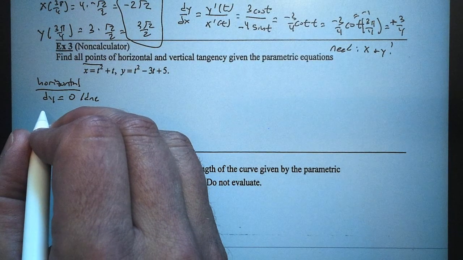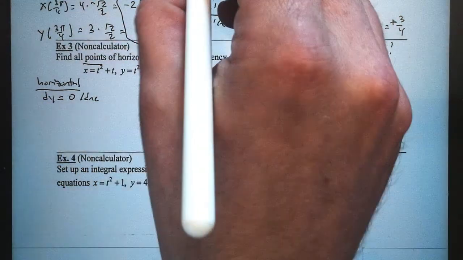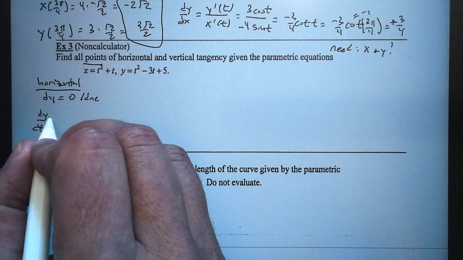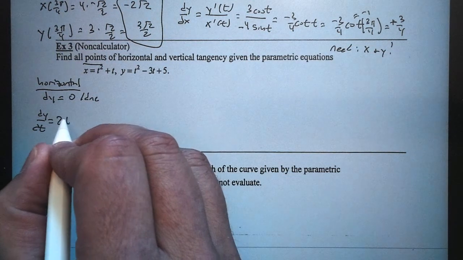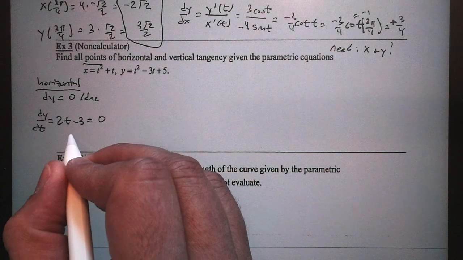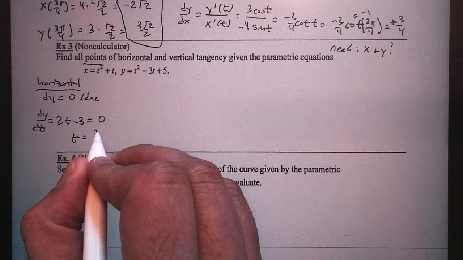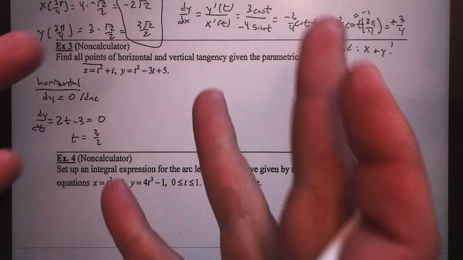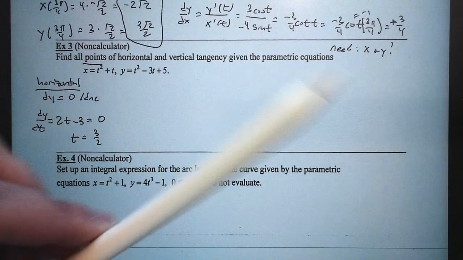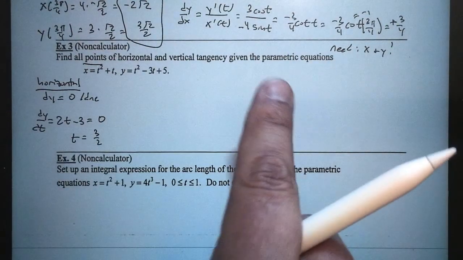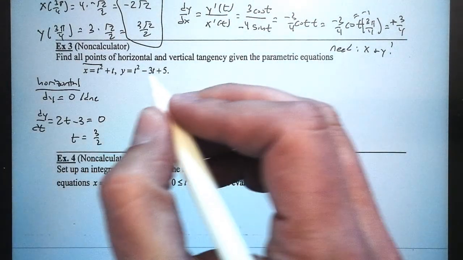It's just the same as we've been doing. So I need to find dy, but remember we're in a function of t now. So when we take that derivative, dy/dt, it's going to equal 2t minus 3. And we set that equal to 0, and that gives us t equals 3/2. So basically it says that at 1.5 seconds, our particle is going to be horizontal. So we want to find out where that occurs now, and that's the point for us, okay?